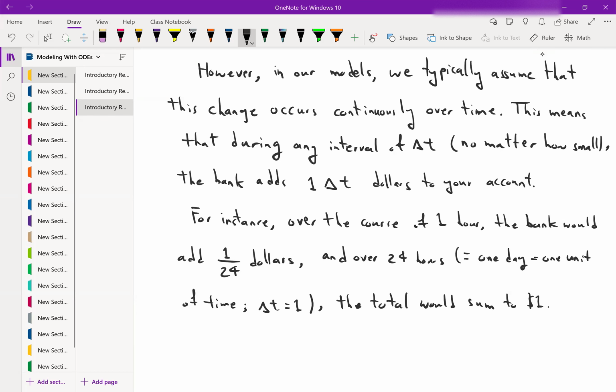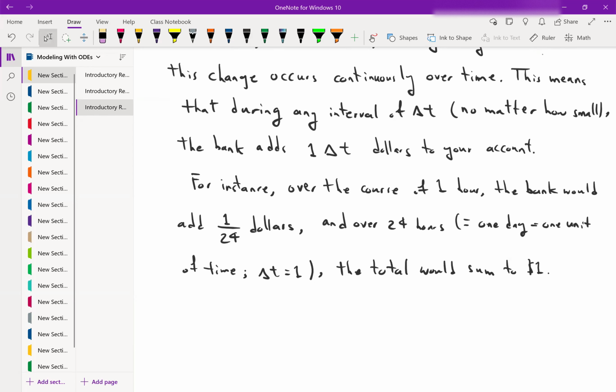All right, so let me also give you another way of thinking about what I'm talking about here. So hopefully this example clarified the simplifying assumption that we will be making in some of our models, the fact that the change is happening continuously in time. No matter how small delta t is, there is still an increase in the amount of money in your bank account. Even if delta t is 1 minute, there is still an increase in the amount of money in your bank account. This is the simplifying assumption that we'll be making in some of our models.